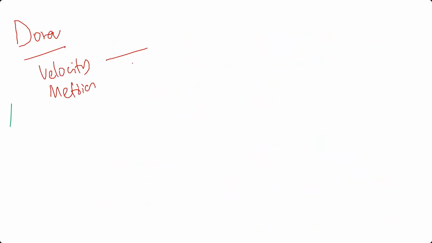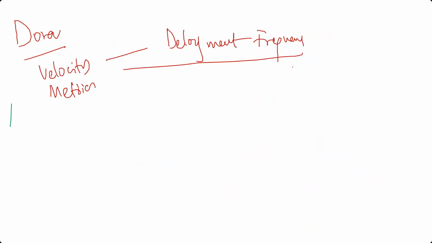So the first one in the DORA velocity metrics we saw is deployment frequency. Who are the players? What is the input? Input are product managers, developers, and QA. Their job is to write stories. Dev's job is to complete the stories. QA's job is to test the stories and do release.